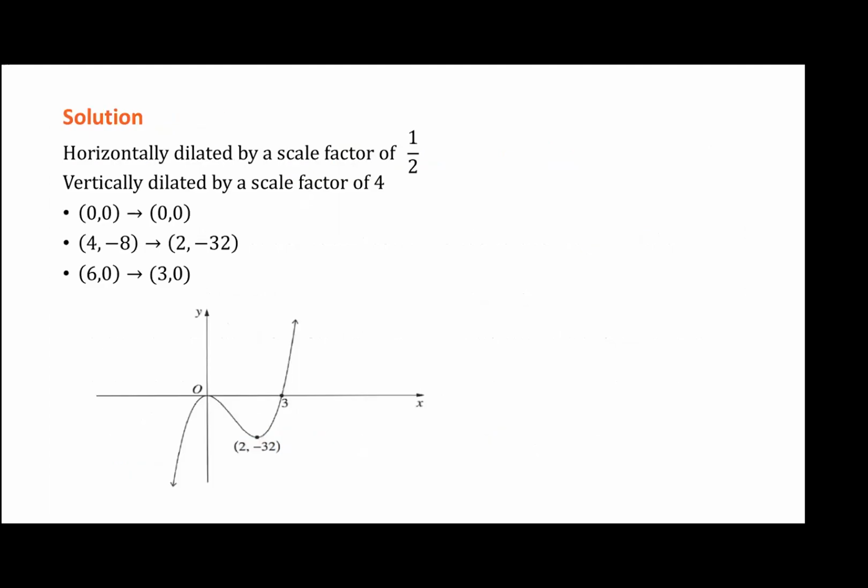So in the solution, we're looking for a horizontal dilation by a scale factor of 1/2 and a vertical dilation by a scale factor of 4. So the (0, 0) is maintained, the (4, -8) becomes (2, -32), and the (6, 0) becomes (3, 0). And so we're looking for a graph showing the minimum at (2, -32), the x-intercepts 0 and 3, and the maximum maintained at (0, 0).